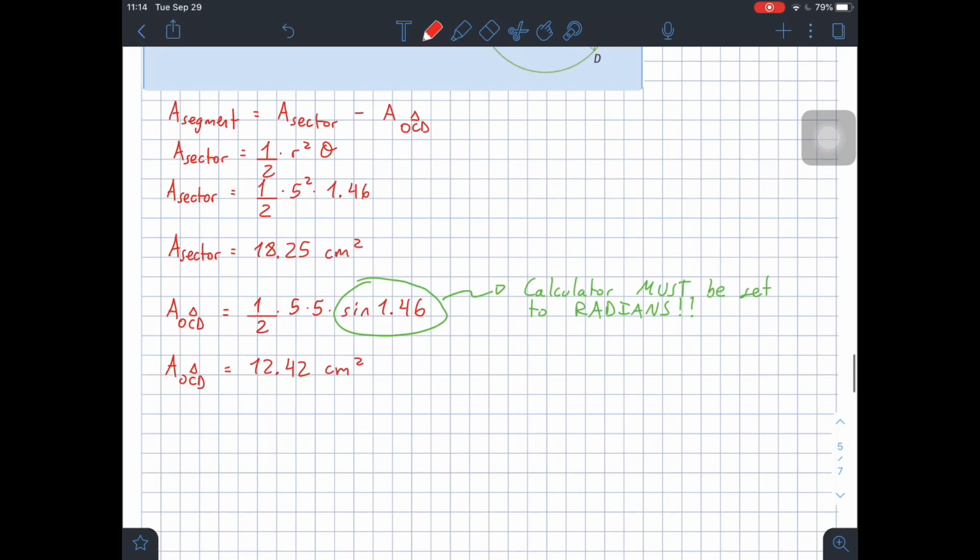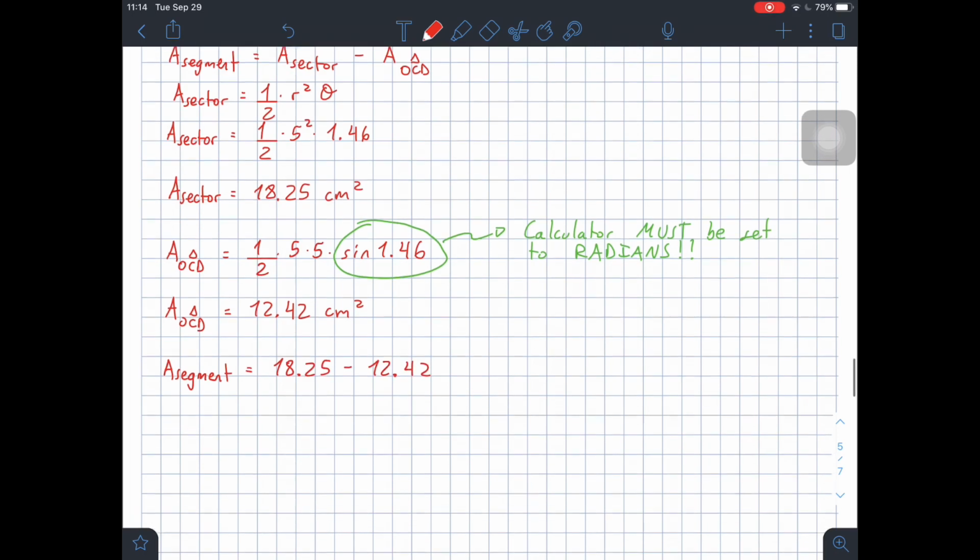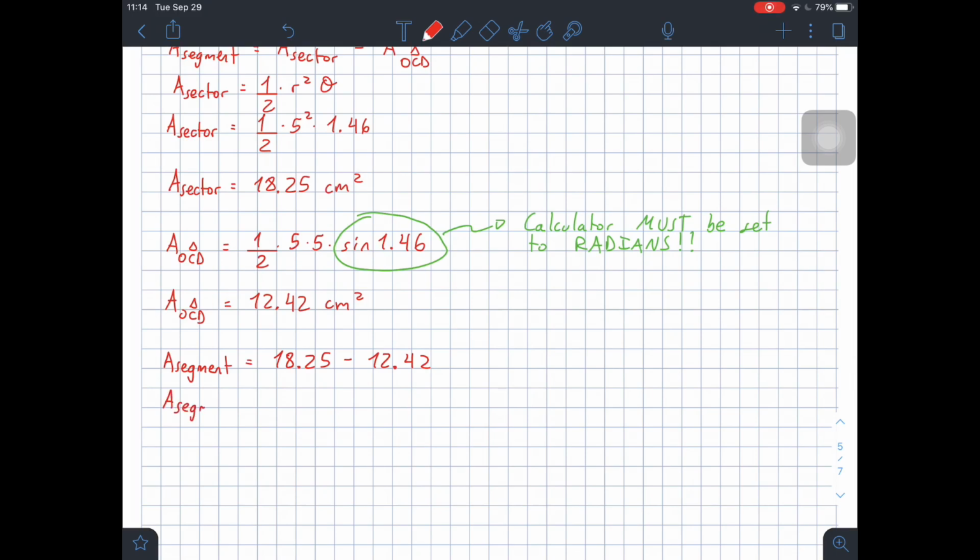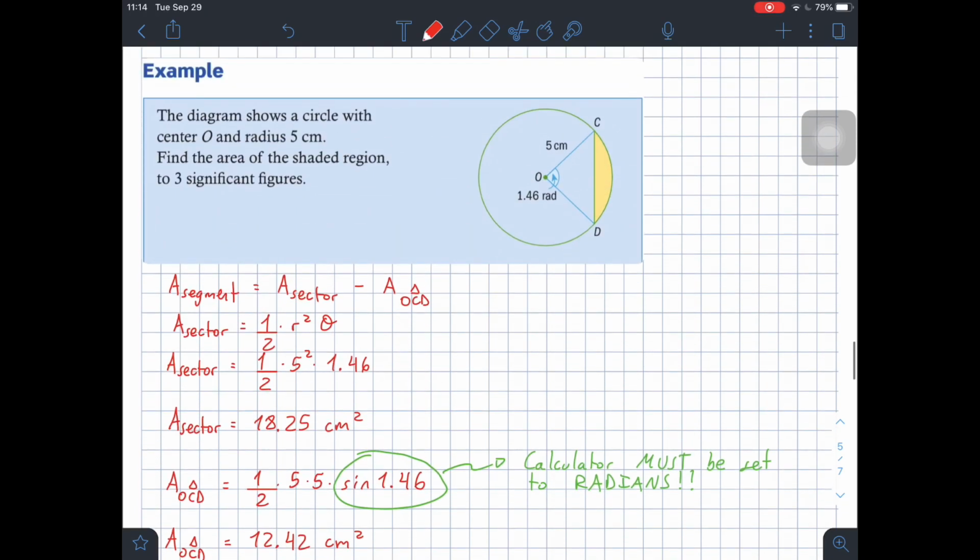Okay, so finally, once we have area of the triangle and area of the sector, we can now find the area of the segment by subtracting both values. So the area of the segment would be equal to 18.25 minus 12.42, and I get a value of 5.83 centimeters squared. So this is the area that we are looking for, the area of the shaded region, which is this yellow part over here. Let me just clarify, this is a segment.